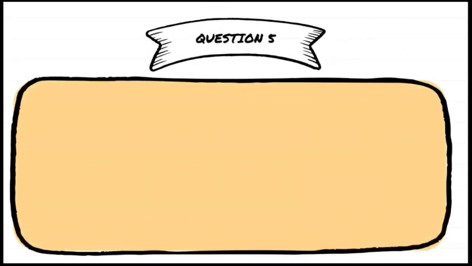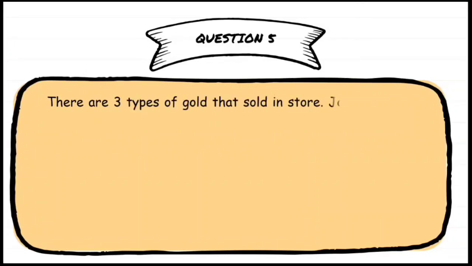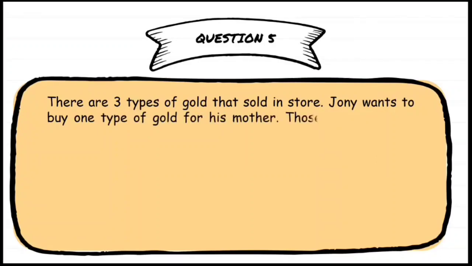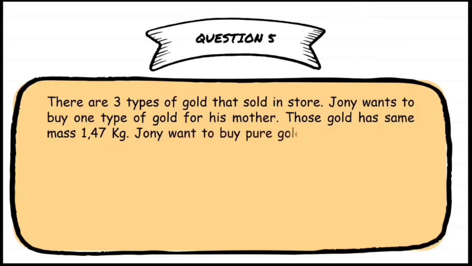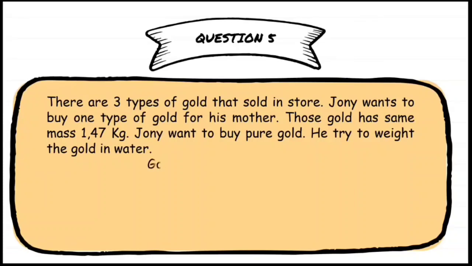Question 5. There are 3 types of gold sold in a store. Johnny wants to buy one type of gold for his mother. This gold has the same mass, 1.47 kilogram. Johnny wants to buy pure gold. He tried to weigh the gold in water.